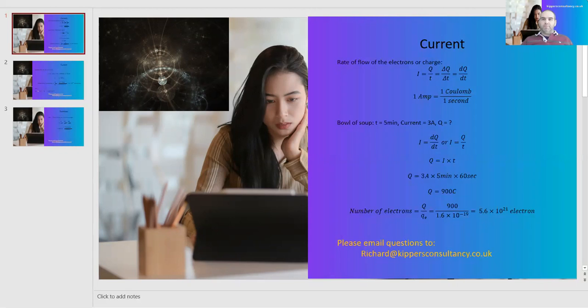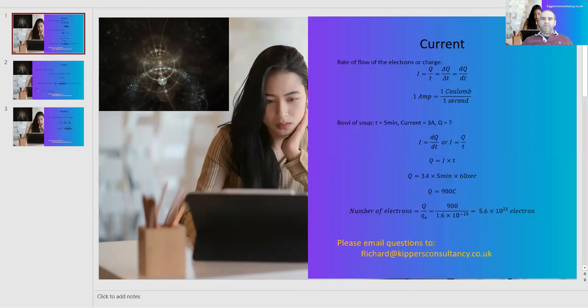The word current comes from the Latin currens, which means running. More specifically, an electric current is the flow of electrical charge through a conductor. If that conductor is metal, then the flow of charge is the flow of electrons. At A level, we say current is the rate of flow of electrons.